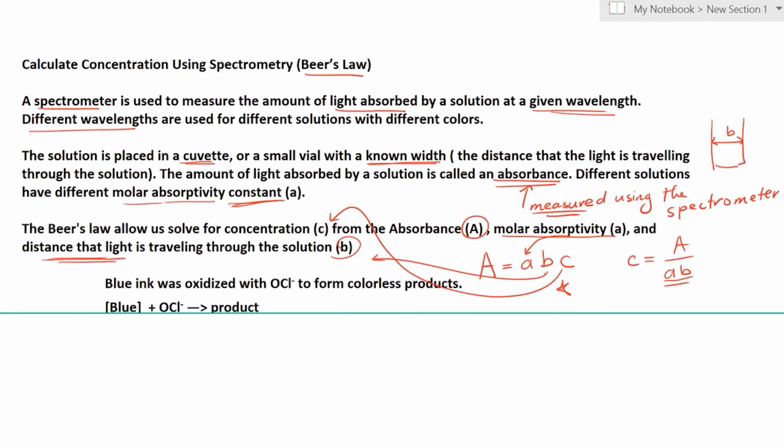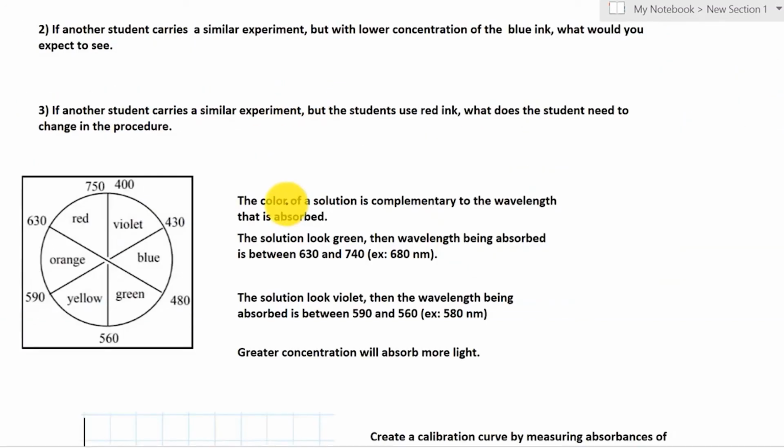Before we look at some sample problems, let's look at this idea right here, where different colors of different solutions will absorb different wavelengths of light. To be more specific, the color of the solution is complementary to the wavelength of the color of light that's being absorbed. So what is a complementary color? Basically, it is the opposite based on a color wheel. For example, if the solution looks green, we find where green is on the color wheel, and its complementary color, the opposite of it, would be red.